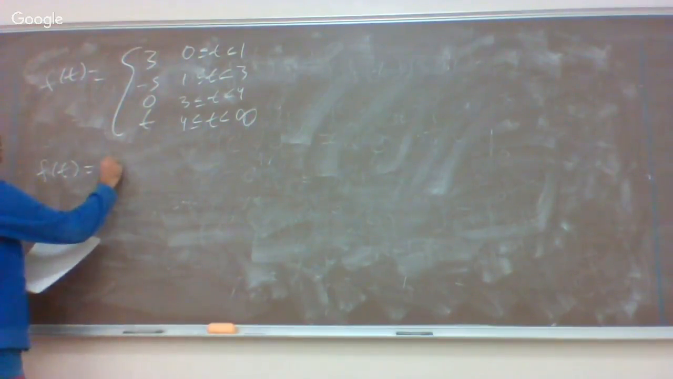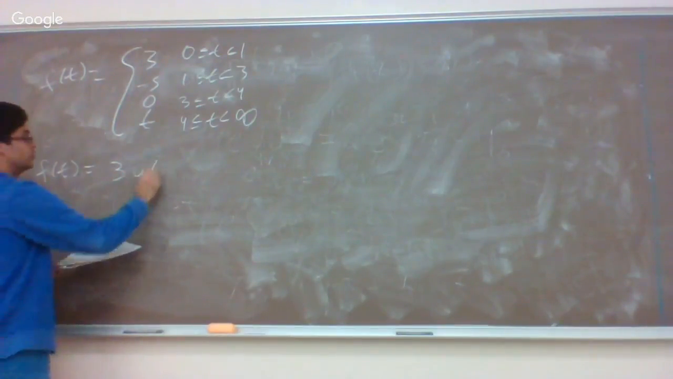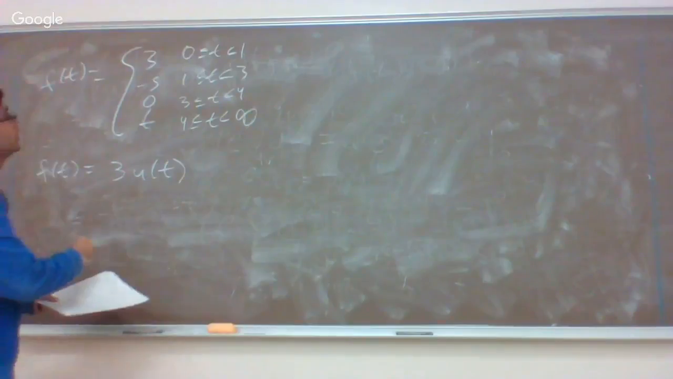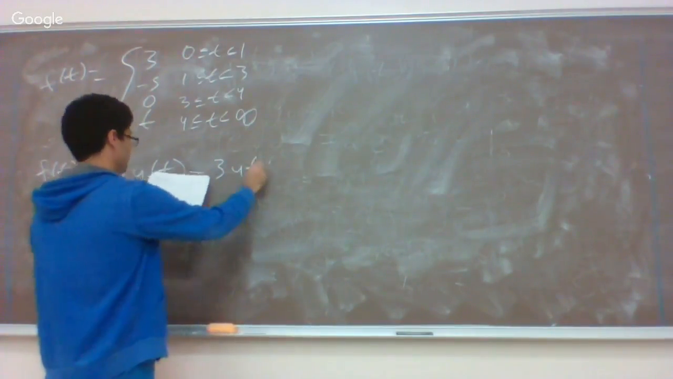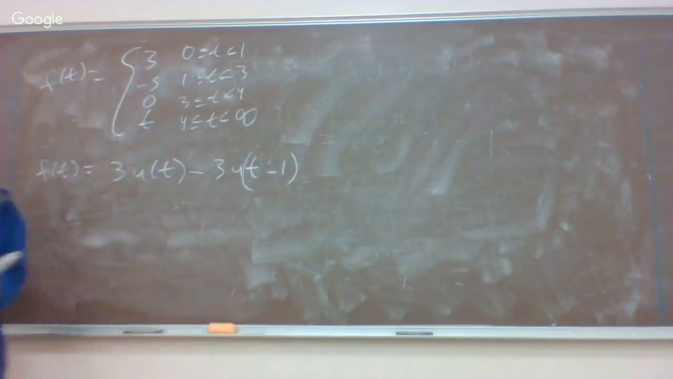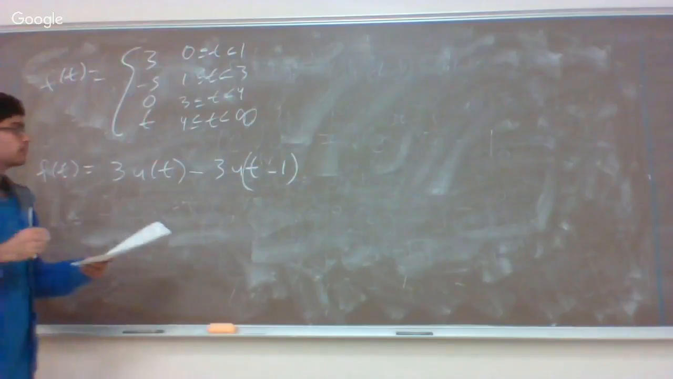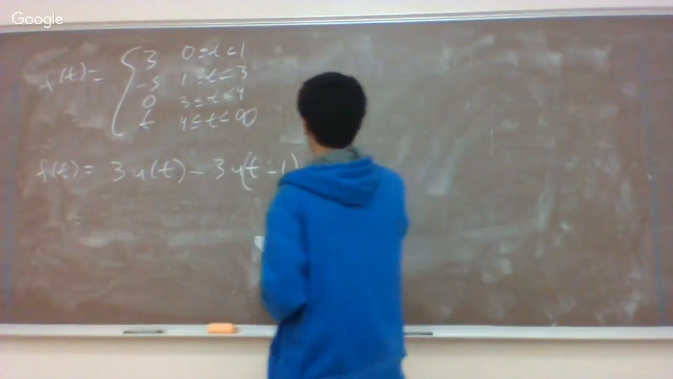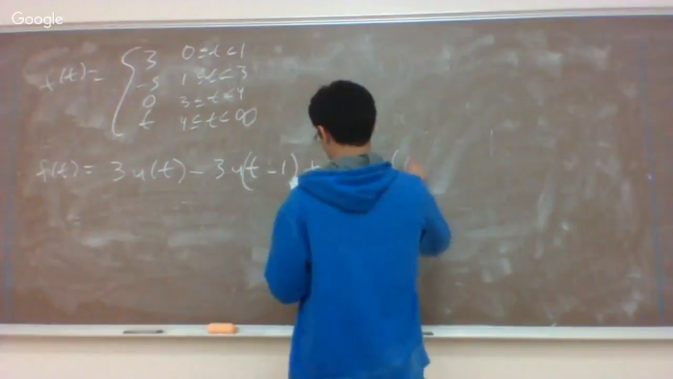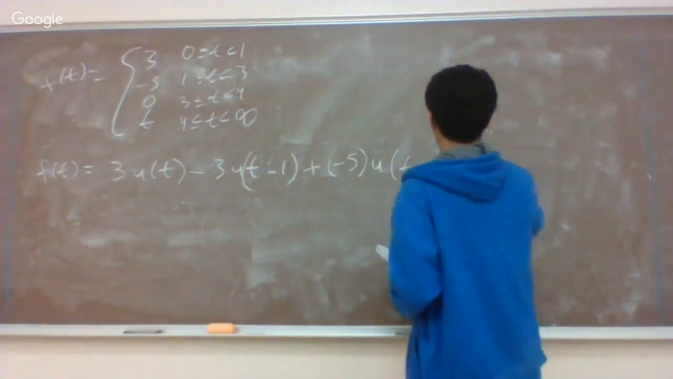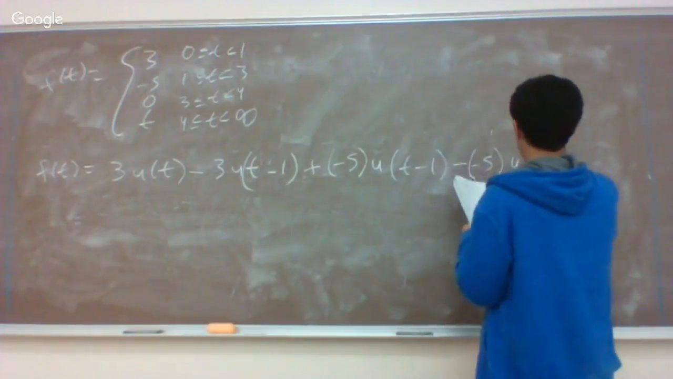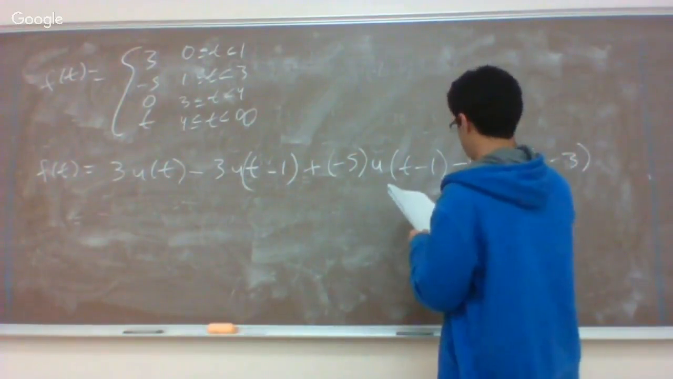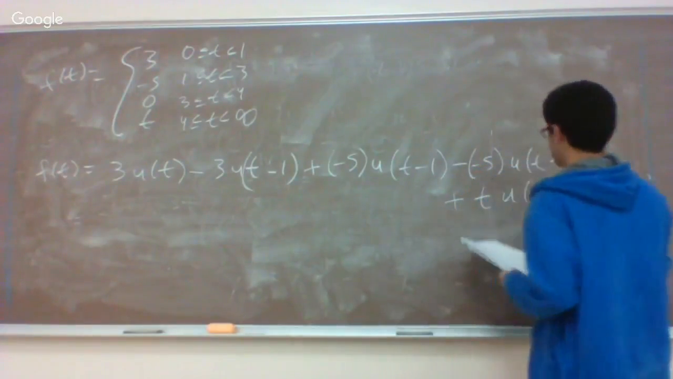So it's the function 3 when it's u of t. The function is turned on. Then it's turned off. That's -3 when time is equal to 1. So that's u of t minus 1. Now it's turned on, so it's a plus -5 function, and it's turned on at t minus 3. Then for the rest of the time, it's the function t times u of t minus 4.